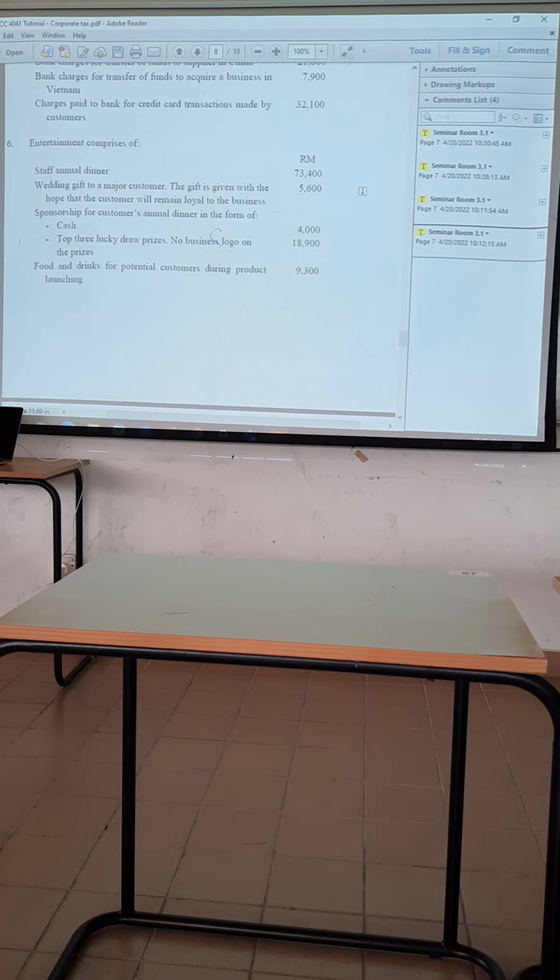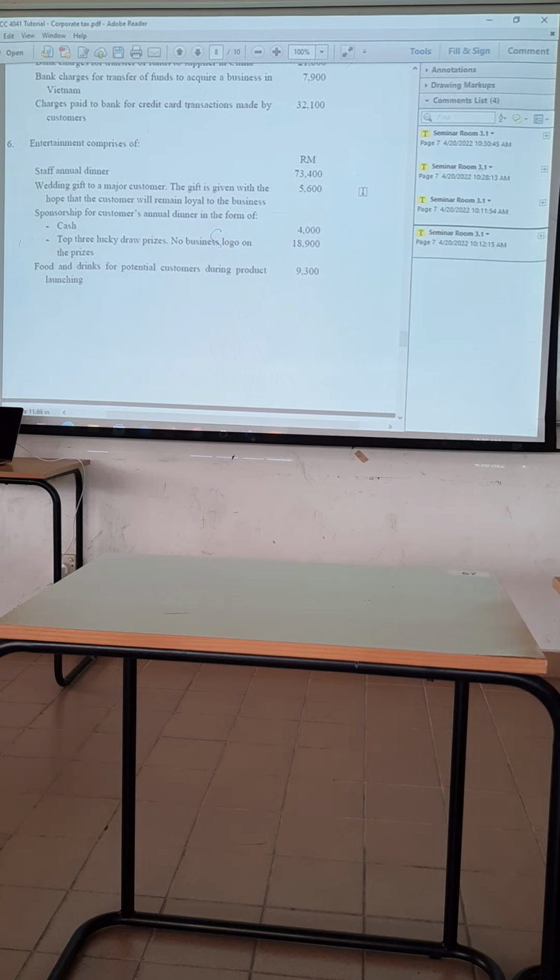Food and drinks for potential customer during product launching, that is allowed, that is specifically allowed under entertainment, right? For sales purpose. So product launching, all this, promotion of your products, all that is allowed. So under entertainment, you have to go through it in detail in your textbook, which one is allowable. For entertainment, it is either 50% allowed, so you have to adjust 50%, or 100% allowed. So you have to see which one is 100%, which one is 50%. But for wedding gift, I don't think it's allowable.